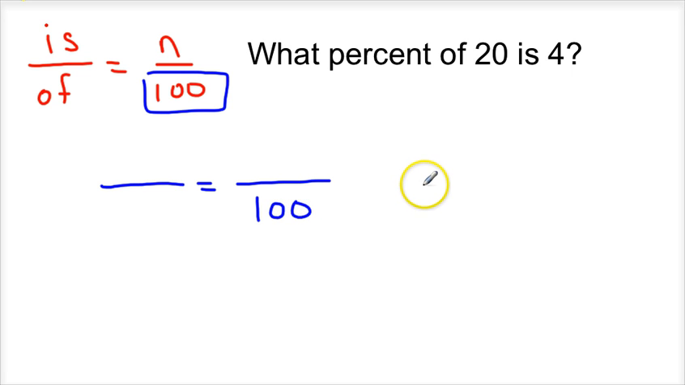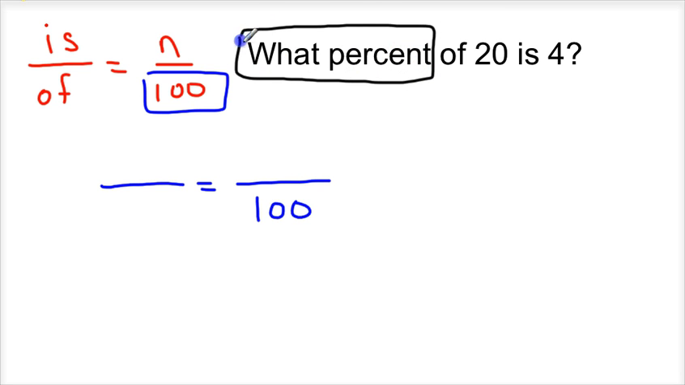Again, the easiest second number to identify is the number with a percent. In this example, there is no number that has a percent sign. What percent is what I'm actually looking for, so the number with the percent is missing. That automatically becomes my x, or my unknown. What percent of 20?